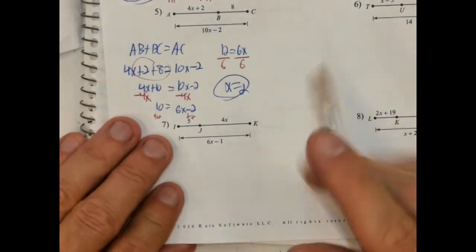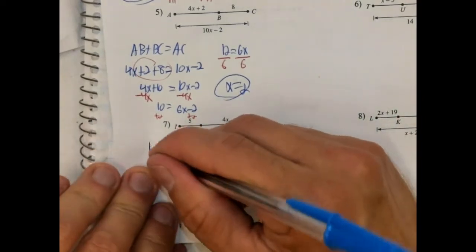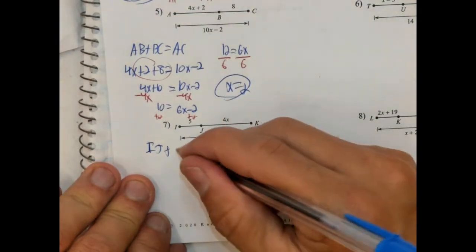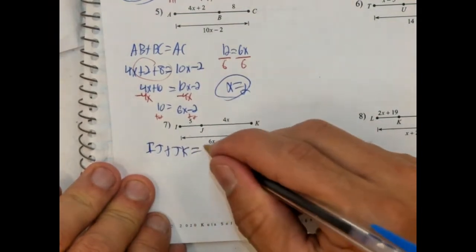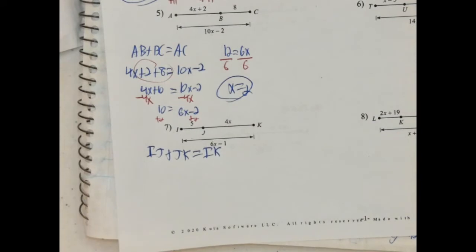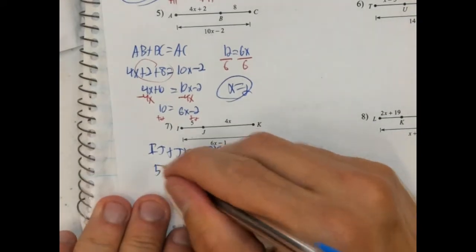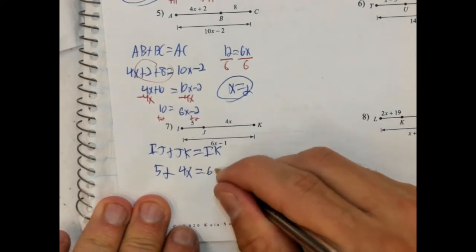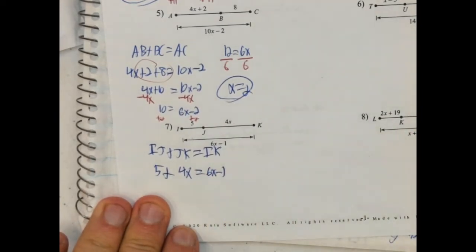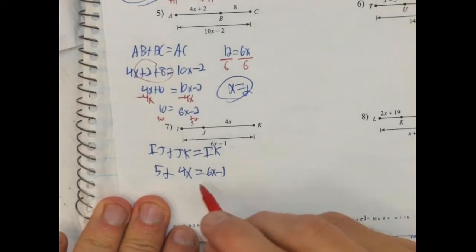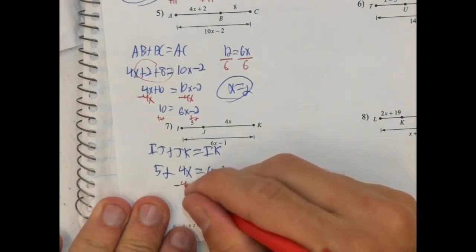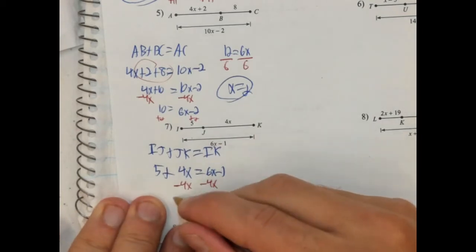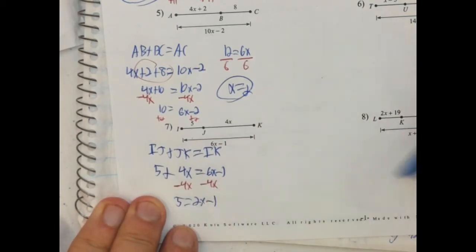Okay. So we have IJ plus JK, just kidding, equals IK. Okay, so 5 plus 4x equals 6x minus 1. And then we're going to get the x's on the same side of the equation. So I'm going to move the 4x. So subtract 4x from both sides. That's going to give us 5 equals 2x minus 1.